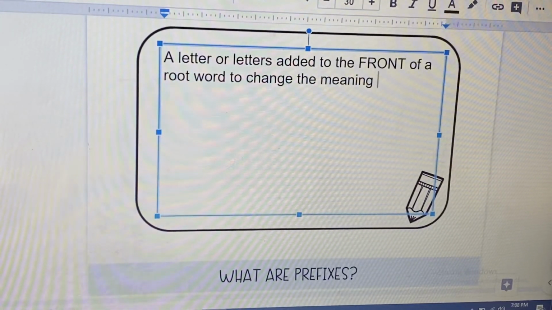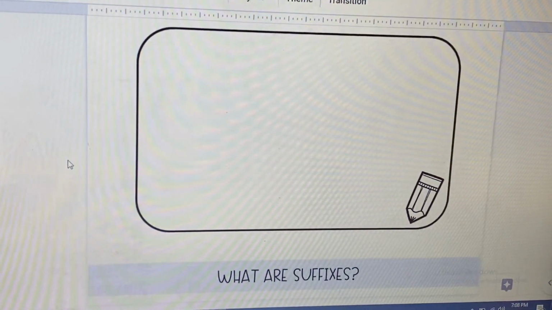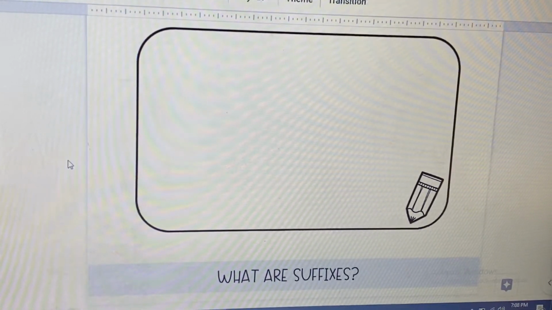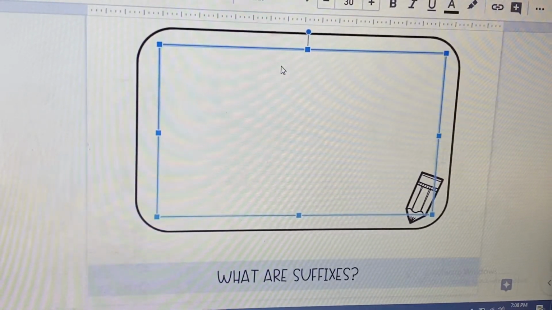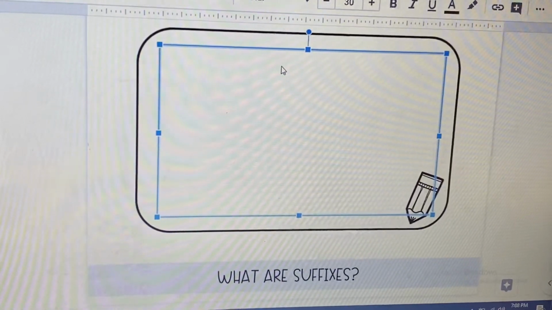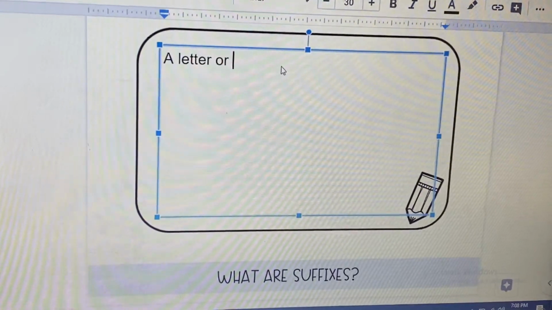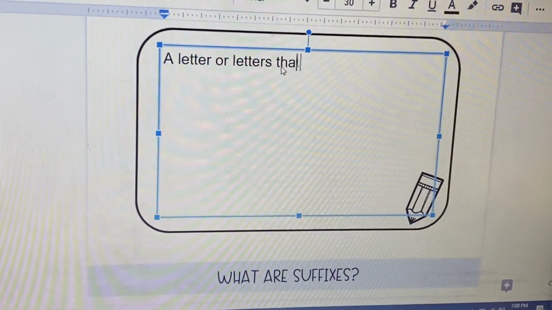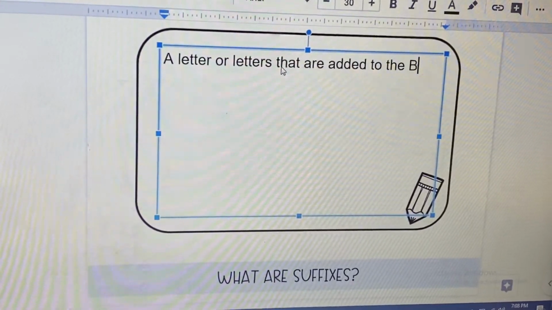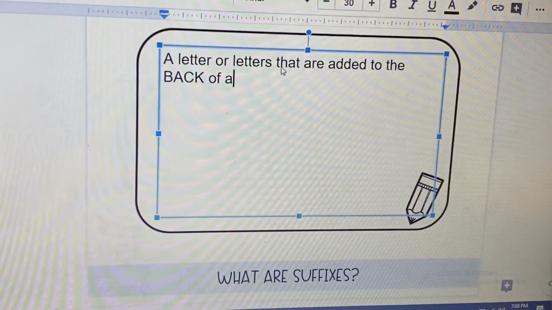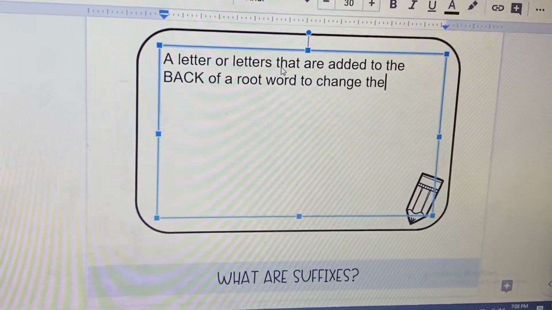But I'm going to go ahead and move on. Slide number 5. So what's the definition of a suffix? At the bottom it says, what are suffixes? Well, if prefixes come at the front, a suffix is a letter or letters that are added to the back of a root word to change the meaning.